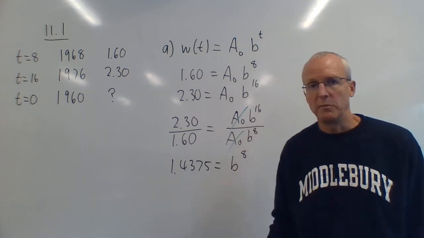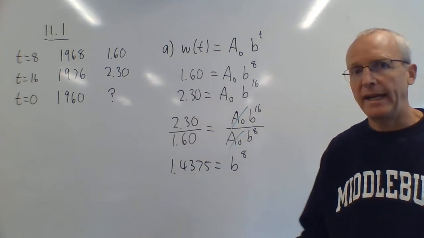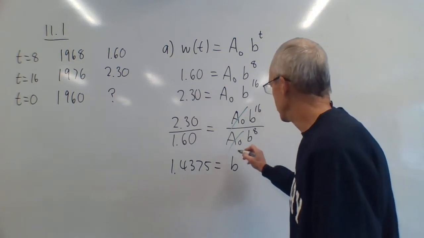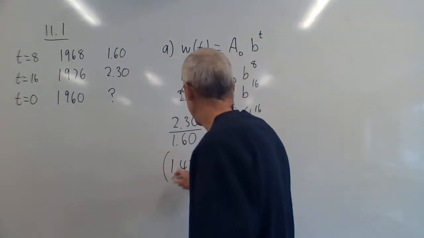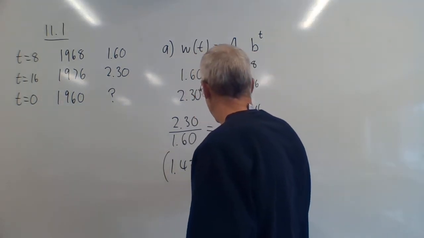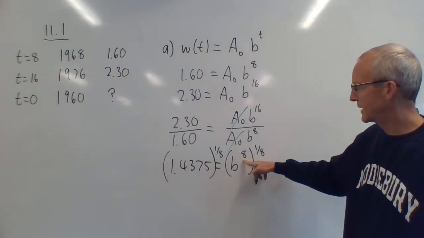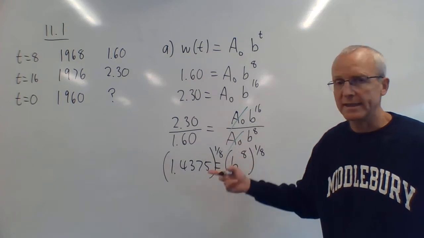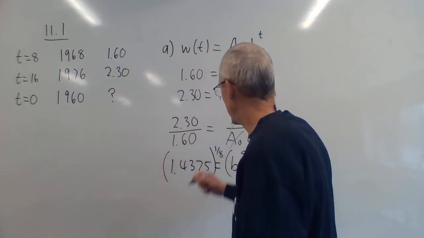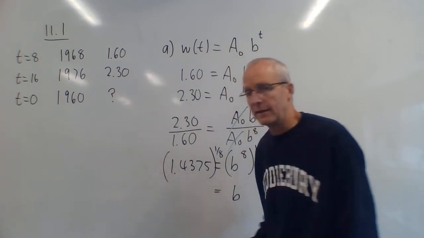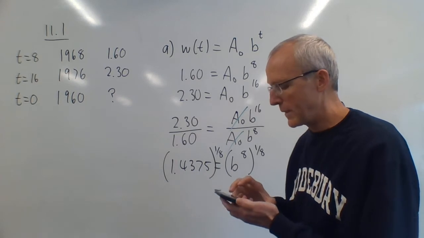So we want b now. We know what b to the 8th is, so we got to take the 8th root of each side. So in other words, we raise this side to the 1/8 power, raise this side to the 1/8 power. Whenever you have a power to power, you multiply. 1/8 times 8 is 1. That's why we're doing this. So b then on this side is equal to this to the 1/8. So this is where you got to know how to use a calculator. So I'm going to raise 1.4375 to the 1/8 power.